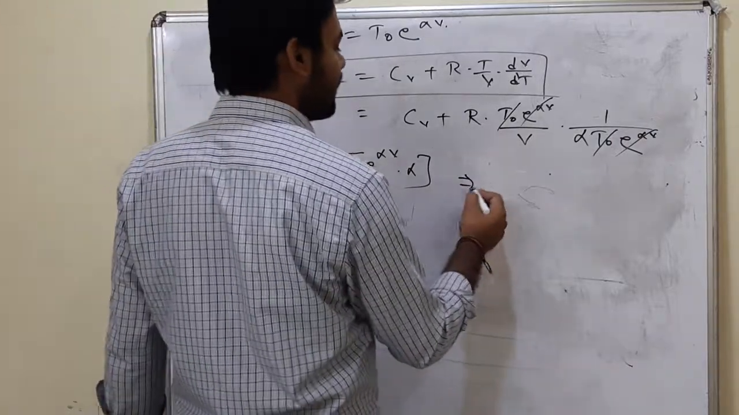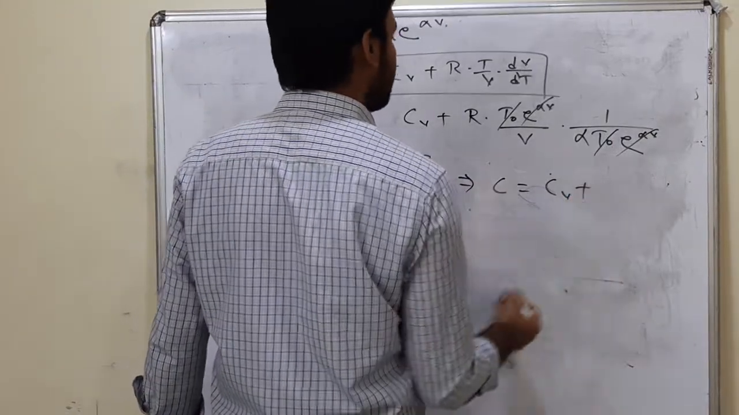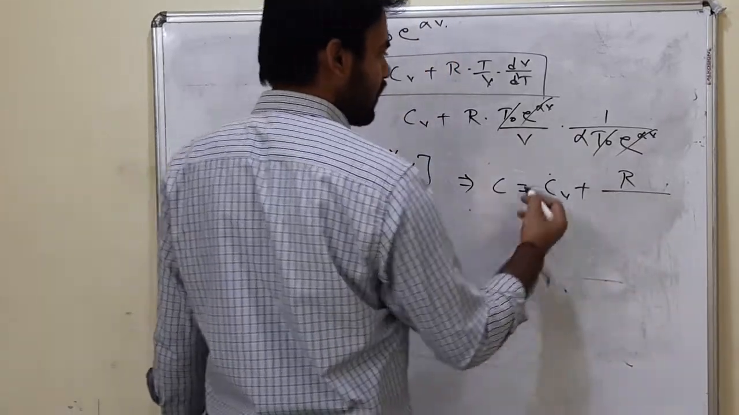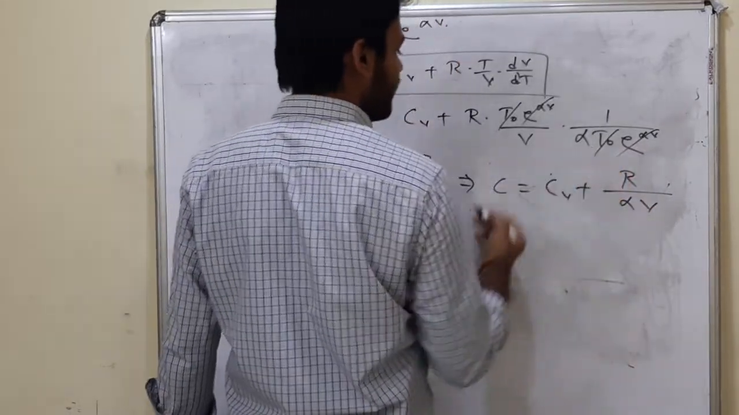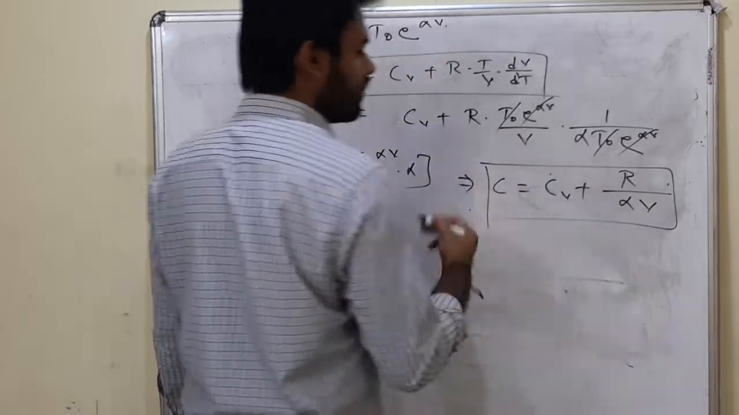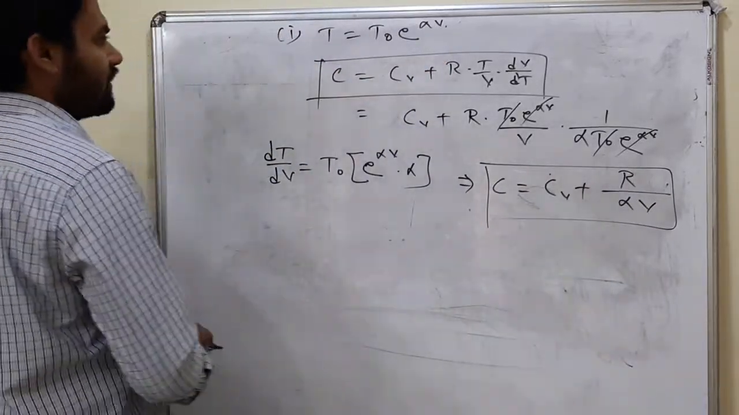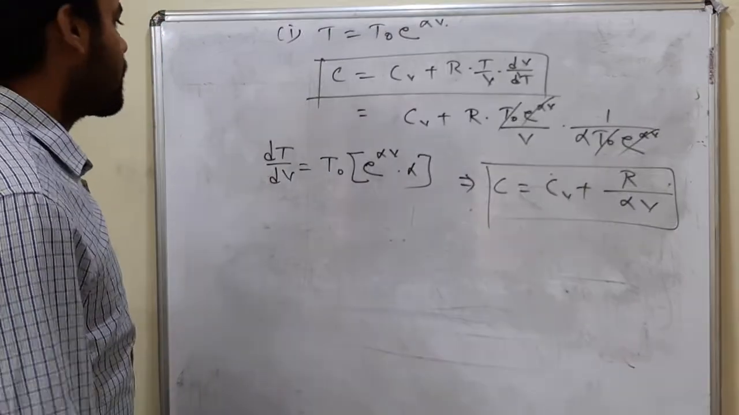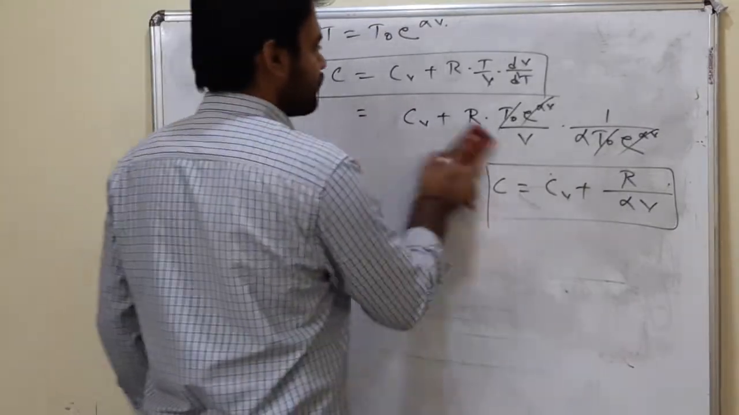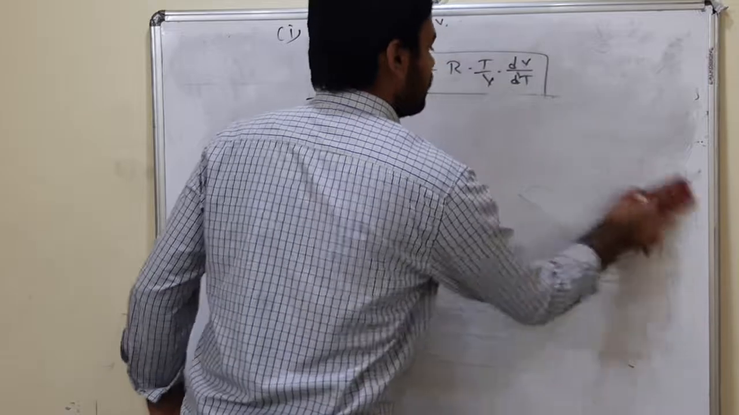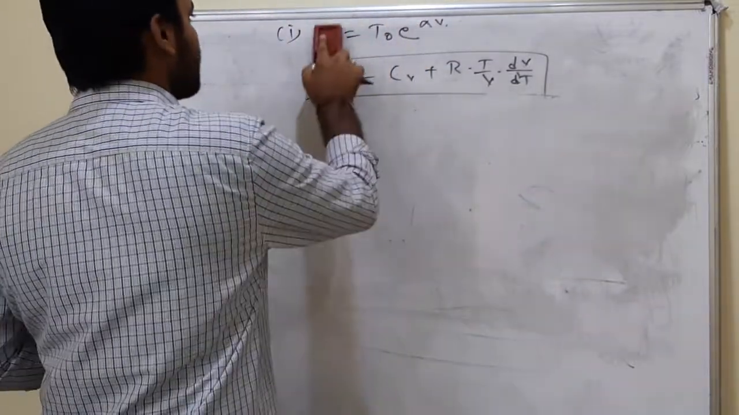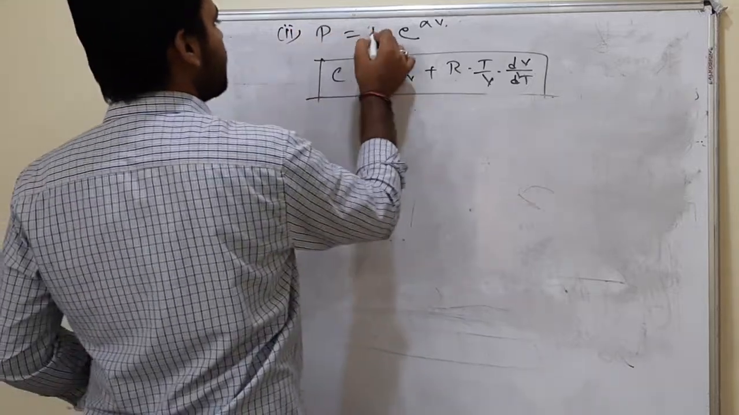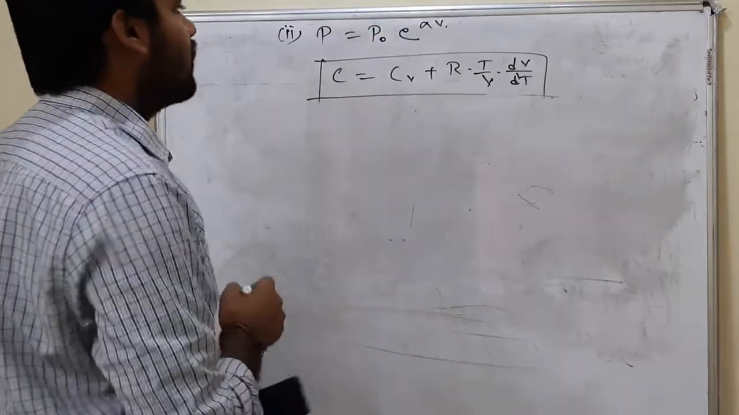So we are getting the value of C as Cv plus R divided by alpha V. So that is the answer for the first process. And for the second process, again I will use this expression. For the second process it was P equals P naught e to the power alpha V.